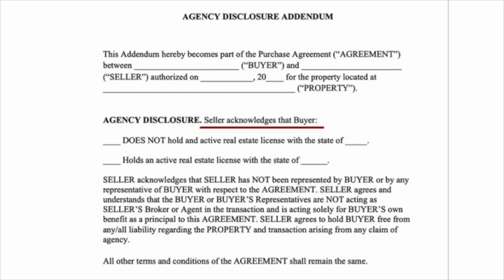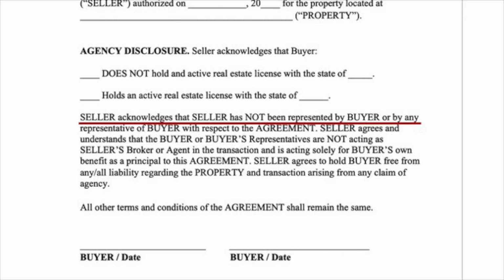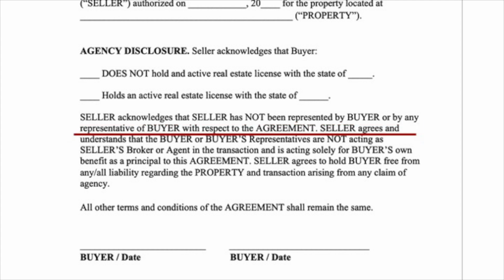First, this disclosure informs the seller if you are licensed or unlicensed. It reads, seller acknowledges that buyer, option 1, does not hold an active real estate license with the state, or option 2, does hold an active real estate license with the state. Then it makes it clear that you do not represent the seller in any agency capacity. It reads, the seller acknowledges that the seller has not been represented by the buyer or any representative of the buyer with respect to the agreement.